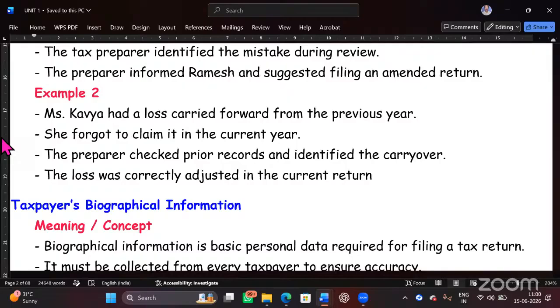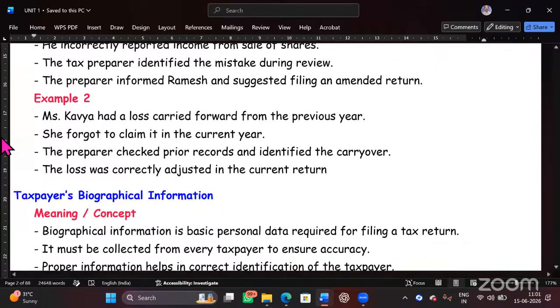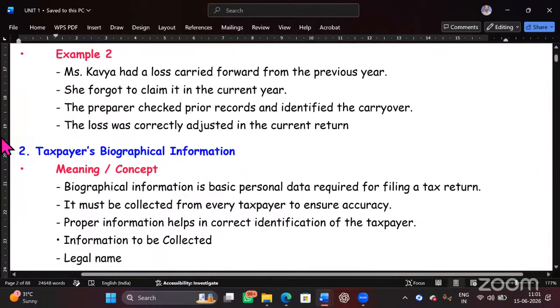So last year's loss is carried forward to the current year, and by adjusting it in the current year, the tax burden is reduced. In this way, we need to get the information from the last year's returns. That's why we have to study last year's returns clearly while preparing the current year's returns.